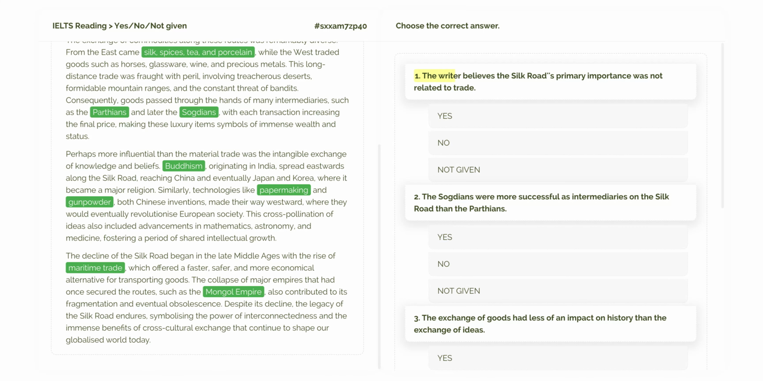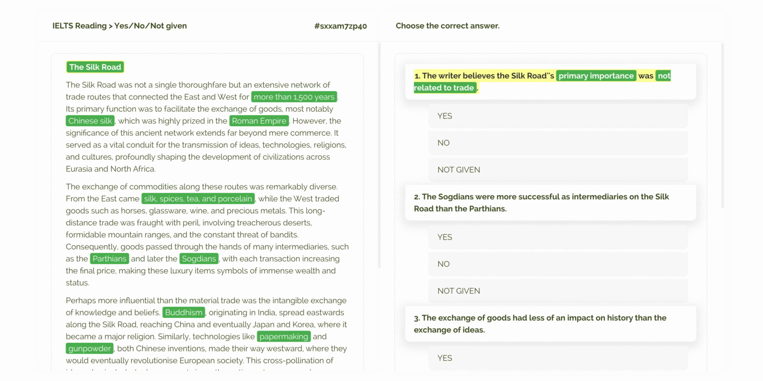The writer believes the Silk Road's primary importance was not related to trade. Okay, let's look at our first question. It asks about the writer's belief regarding the Silk Road's primary importance. The statement claims this importance was not related to trade. This is about the writer's opinion, so we should look for that kind of language, probably in the introduction, paragraph 1. Let's remember, yes means the text agrees, no means the text disagrees, and not given means the information isn't there. The correct answer is yes.